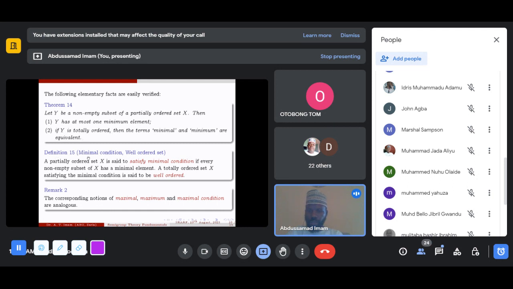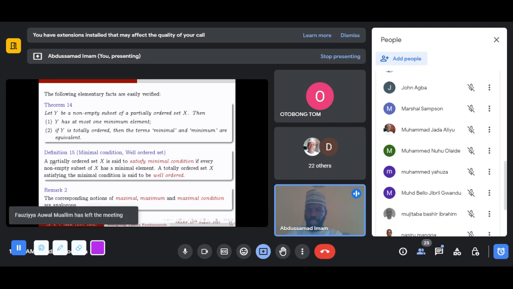Now, we define minimal condition and well-ordered set. A partially ordered set is said to satisfy the minimal condition if every non-empty subset of X has a minimal element. And a totally ordered set satisfying the minimal condition is called well-ordered. So a set is well-ordered if it is totally ordered and also satisfies the minimal condition.